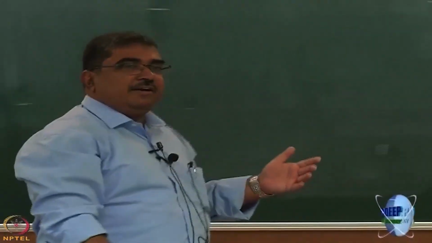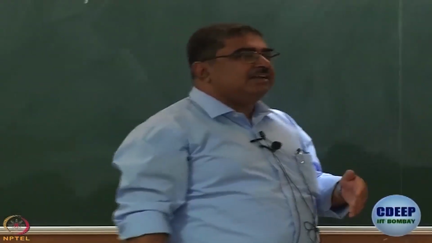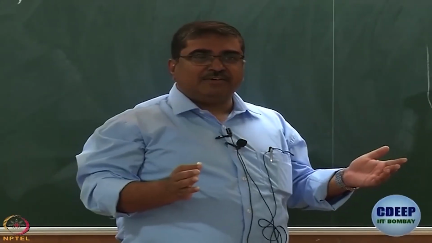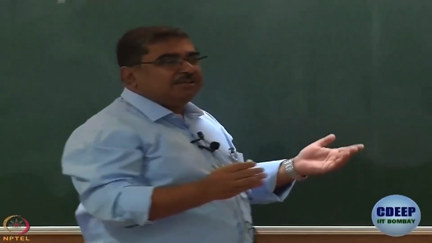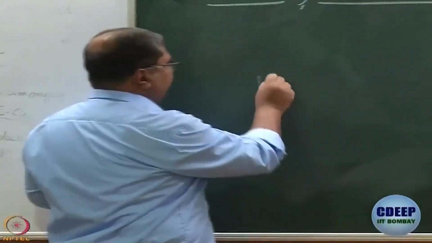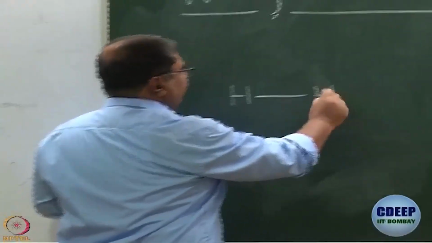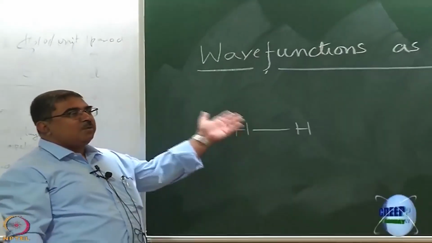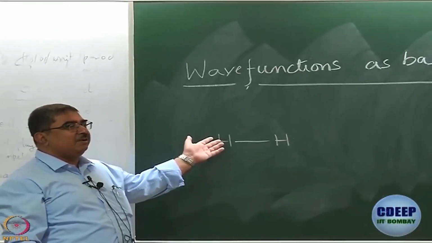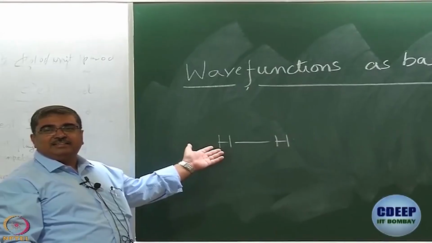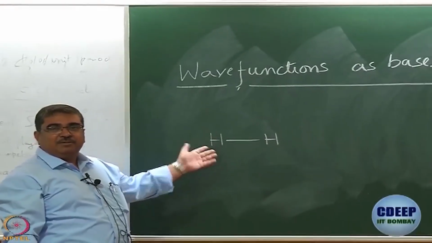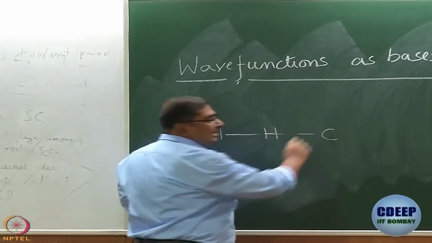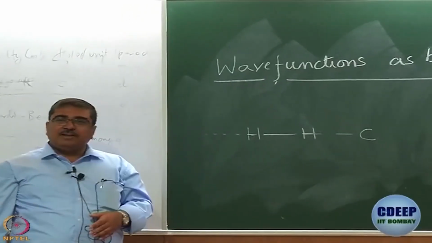So far, before we started this discussion on symmetry, we have restricted ourselves to diatomic molecules. The simplest diatomic molecule you can think of is H-H, dihydrogen. Let us see what the elements or operations of symmetry are in this dihydrogen molecule. First of all, you have an axis, of course. This is an axis.